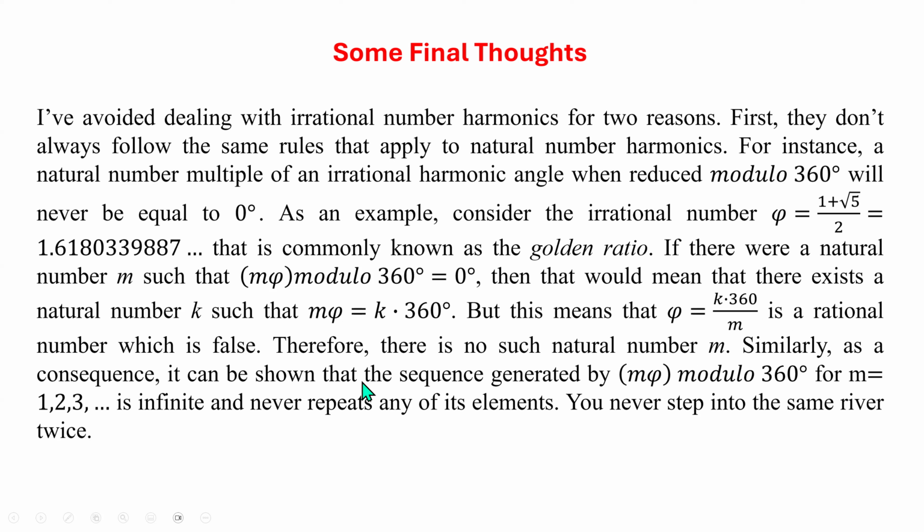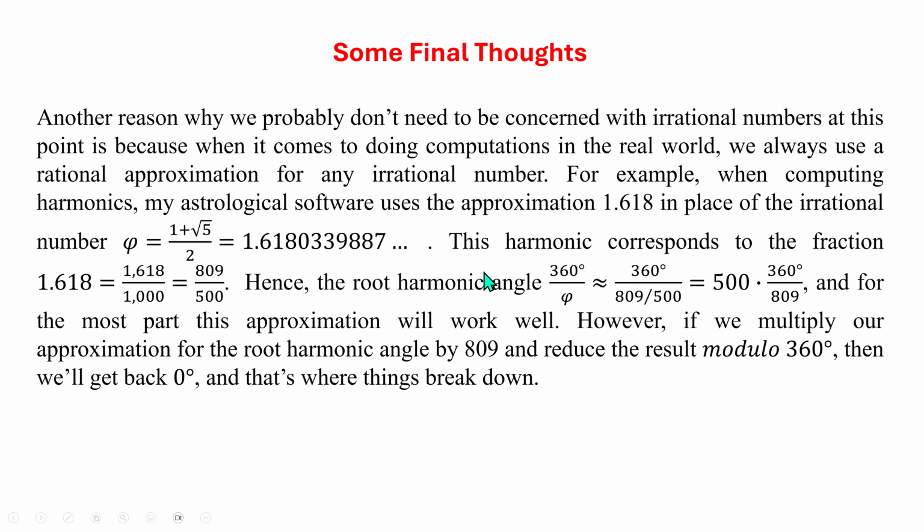Similarly, as a consequence, it can be shown that the sequence generated by m times phi modulo 360 degrees for m equal 1, 2, 3, and so on is infinite and never repeats any of its elements. You never step into the same river twice. So you're never going to have a natural number multiple of an irrational number giving you back 0 degrees when you reduce it modulo 360 degrees.